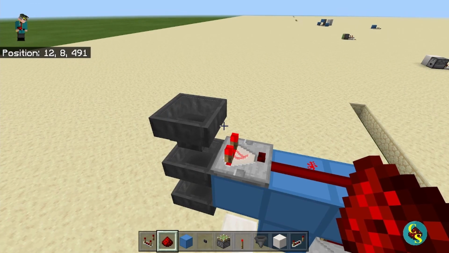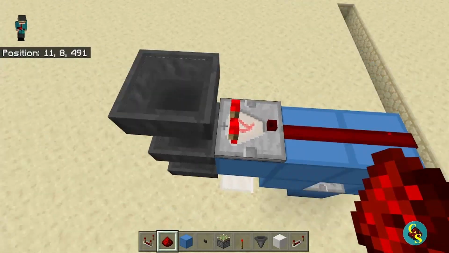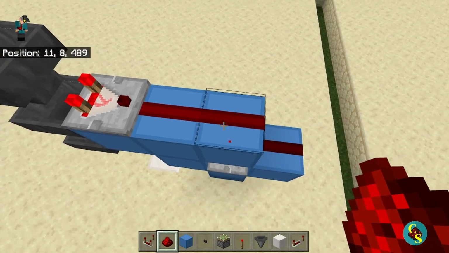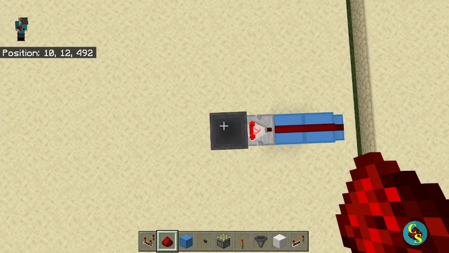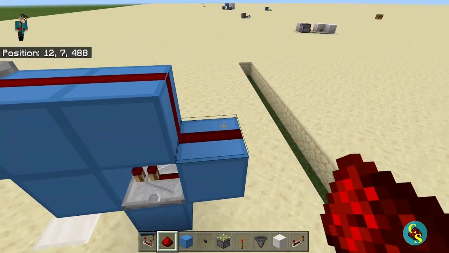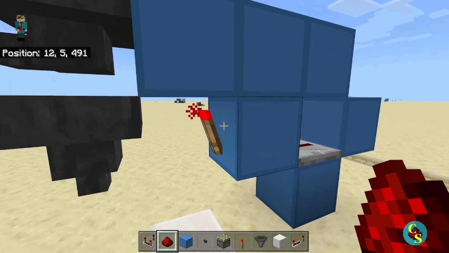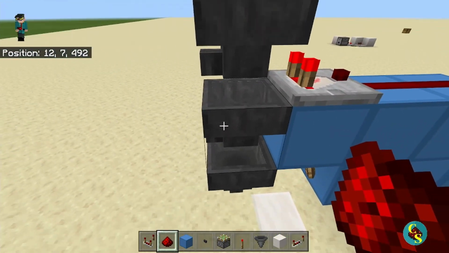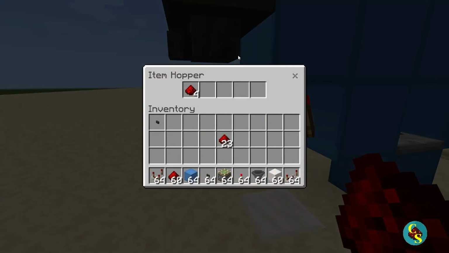How this system works is pretty simple. This hopper here has exactly enough items in it for this comparator to output a signal strength of 2, but when we throw one more item in it, the signal strength goes up to 3, as you can see right there. When the signal strength goes up to 3, it then powers this block, then this repeater, and then this torch briefly turns off, meaning that this hopper will take the item out and move it into this hopper down here.